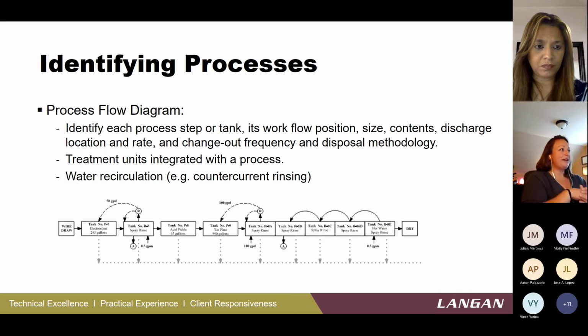So identifying those processes, developing the process flow diagram. This is probably the second most important document that you'll need to both determine what permit you need and then submit as part of your permitting process.